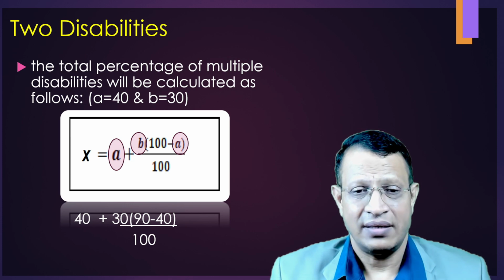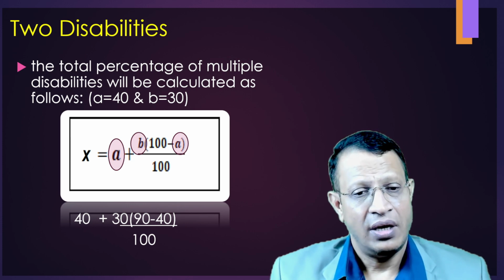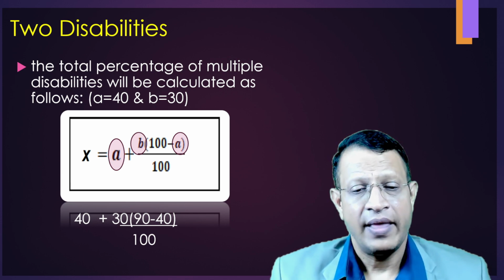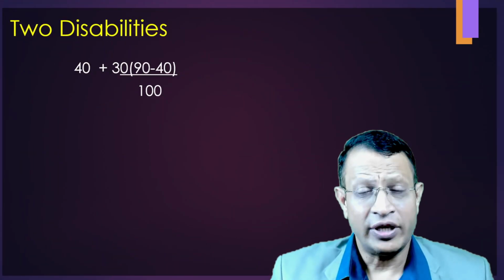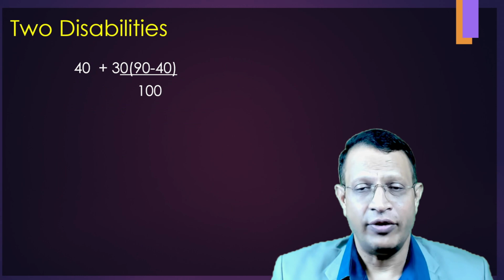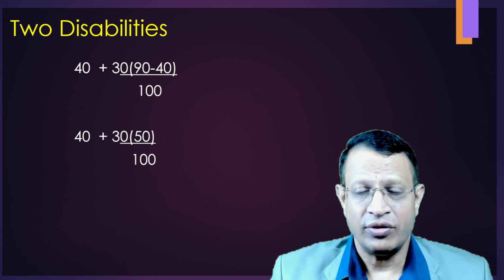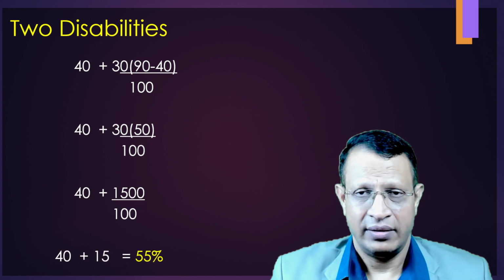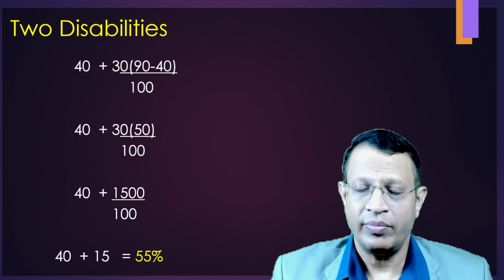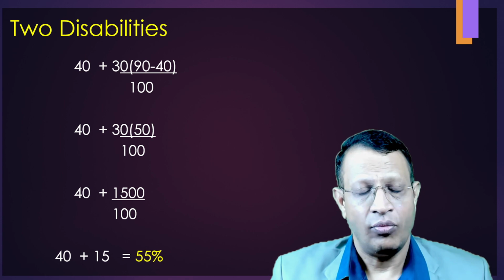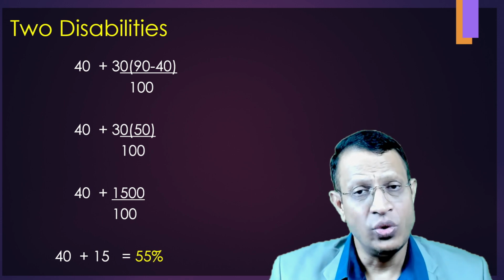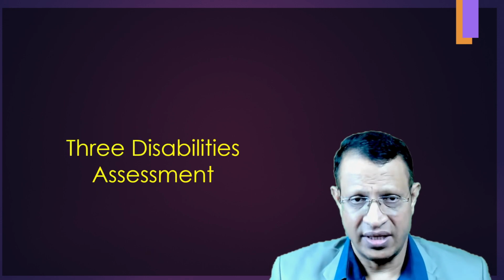A, being the highest, 40, plus B, being the lowest, 30, into 90 minus 40 divided by 100. If you look at this, 40 plus 30 into 90 minus 40 divided by 100, the calculation will be 30 into 50 divided by 100. Finally, 1500 divided by 100. So, if we calculate, it will be 15. 40 plus 15 will be 55%. That means the composite score in these two disabilities will be 55%.